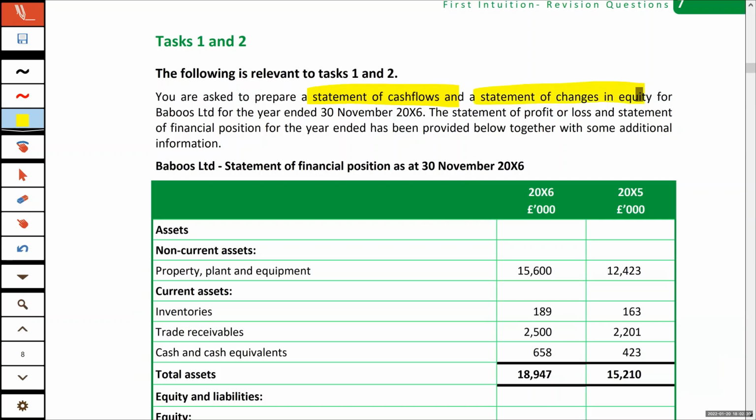In financial statements paper, key things that you need to be aware of is the year-end dates. So in this question, the year-end date is given to us being the 30th of November 20x6.